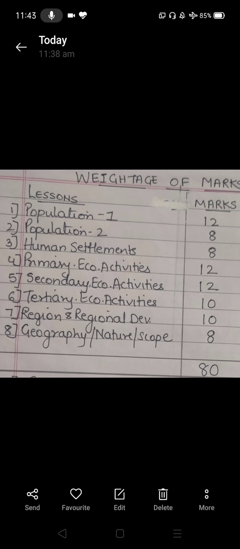Now lesson population 1, the marks allotted to that is 12. Population 2, the marks allocated is 8. Human settlements weightage is 8 marks. Primary economic activities is 12 marks. Secondary economic activities is 12 marks. Tertiary economic activities is 10 marks. Region and regional development, that's the 7th chapter, is 10 marks. Geography, nature and scope is 8 marks. So now this becomes 80 marks.